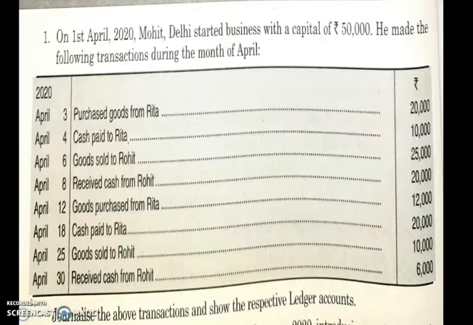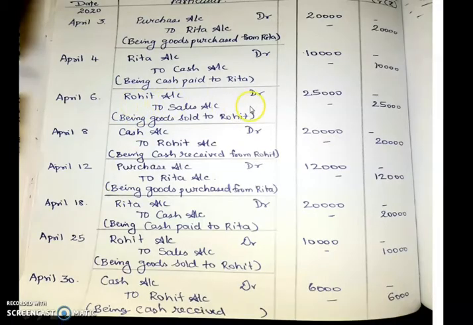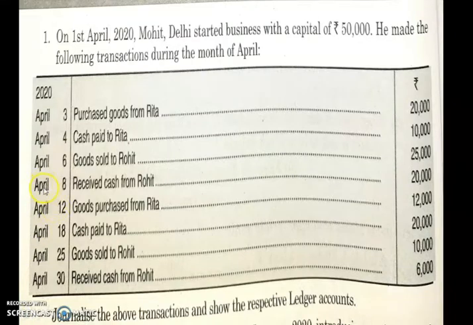Next entry is April 6, goods sold to Rohit 25,000. It is a credit sale. As you know, sales is always shown on the credit side, and purchase is always shown on the debit side. So same is the case with this journal entry. Rohit account debited to sales account, being goods sold to Rohit 25,000. It's April 6th date.